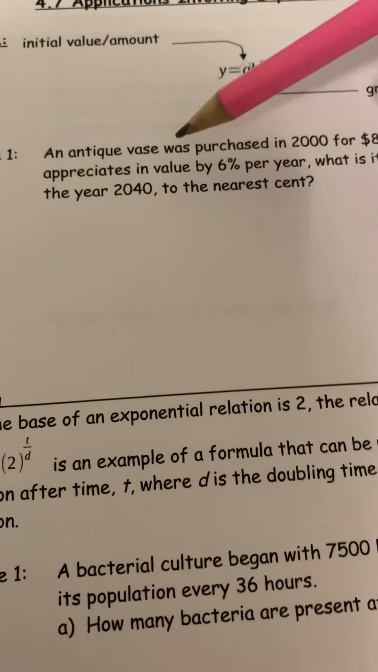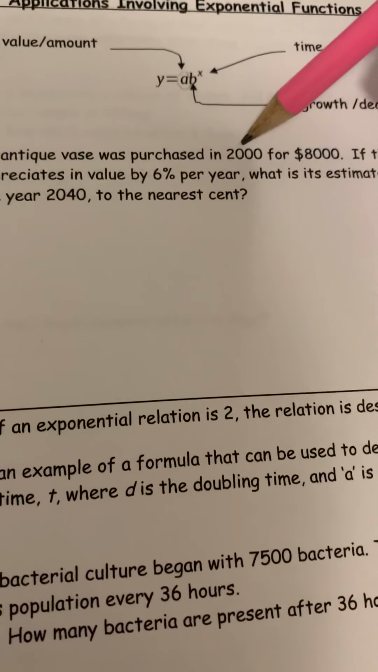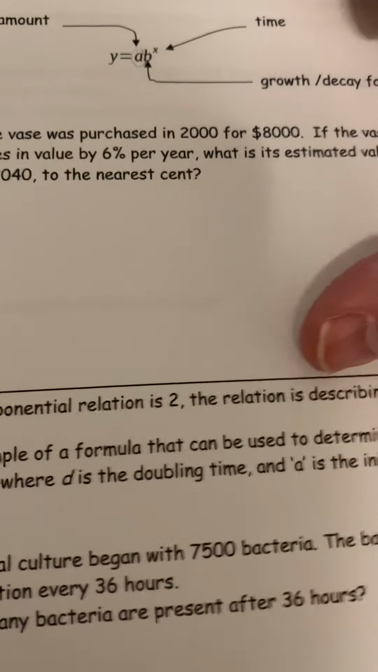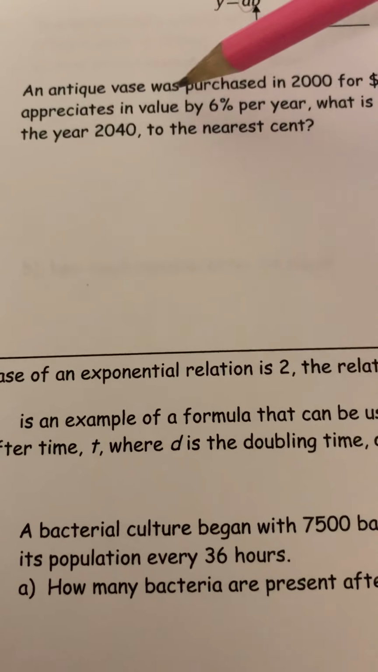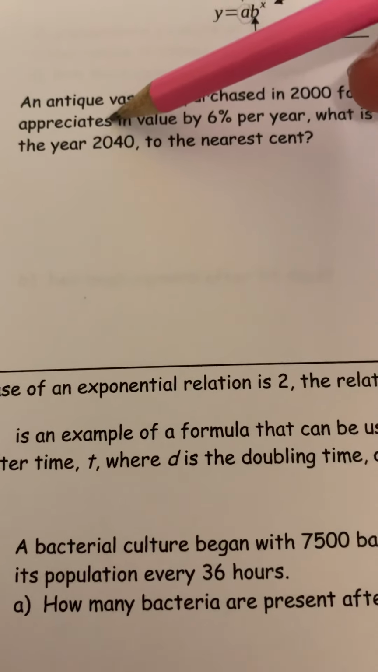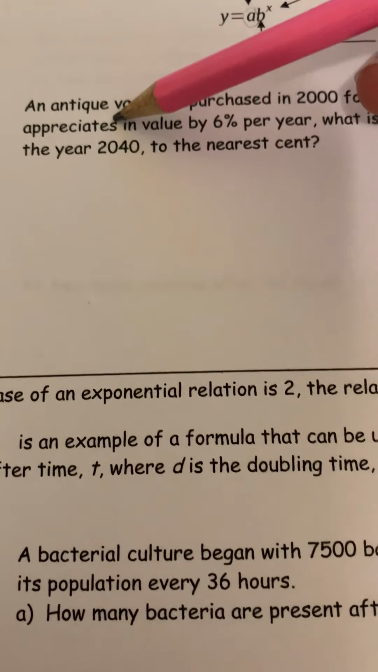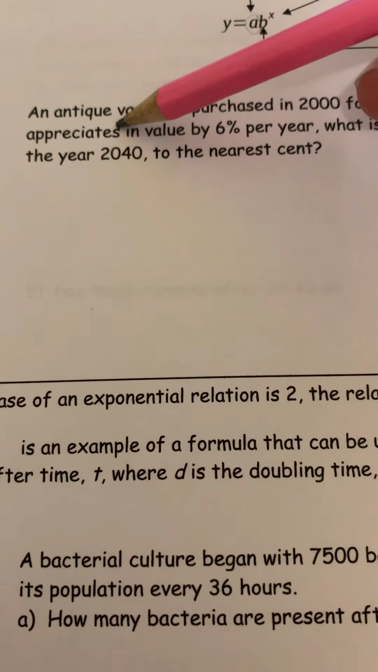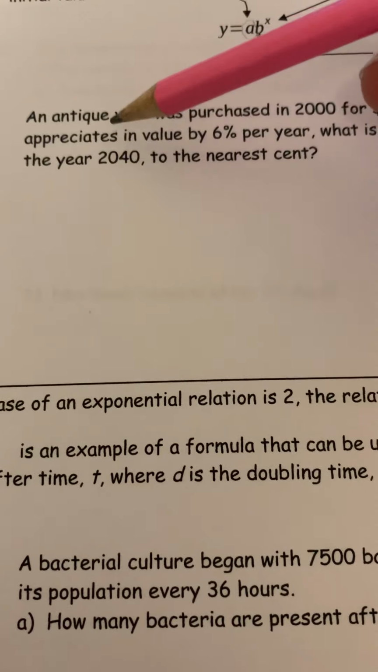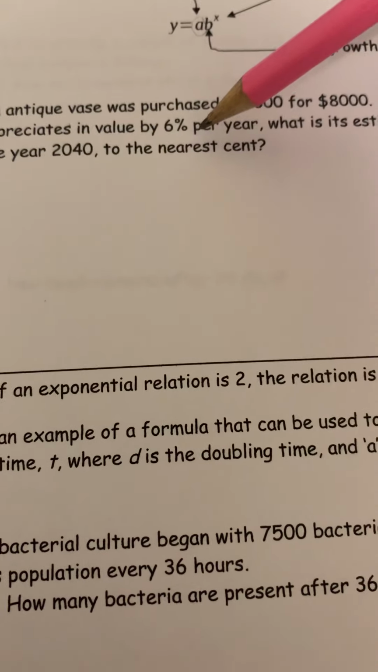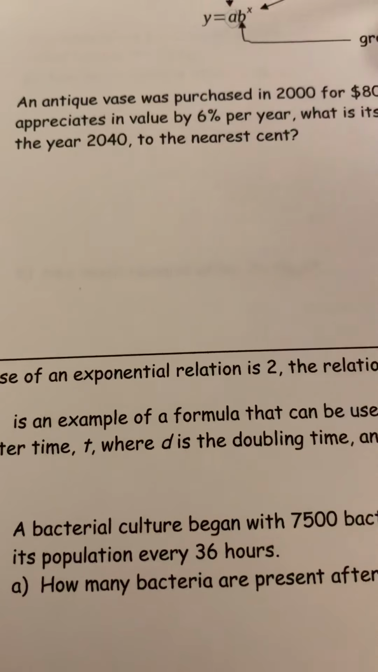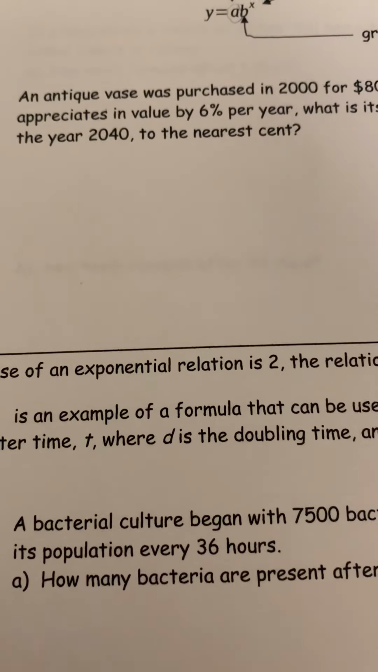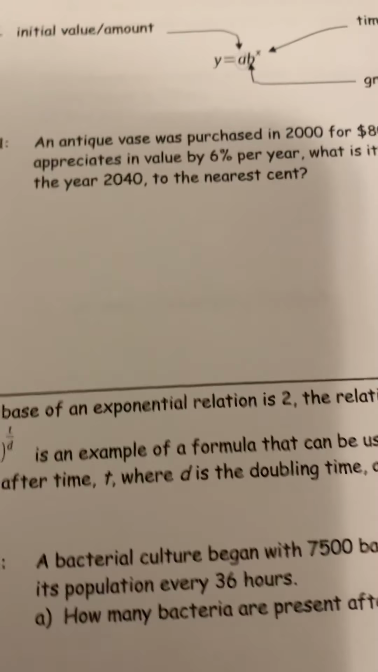An antique vase was purchased in the year 2000 for $8,000. If the vase appreciates in value, appreciate meaning go up, as opposed to depreciate, which means goes down. So it goes up in value by 6% a year. What is the estimated value in the year 2040 to the nearest cent?